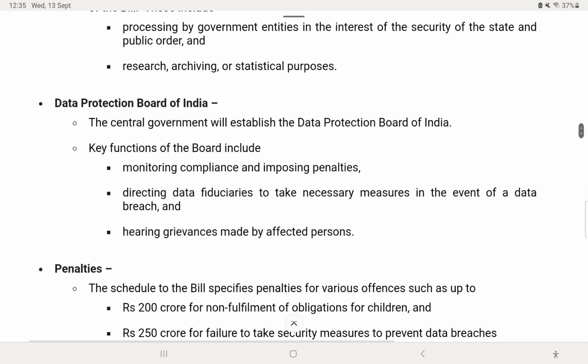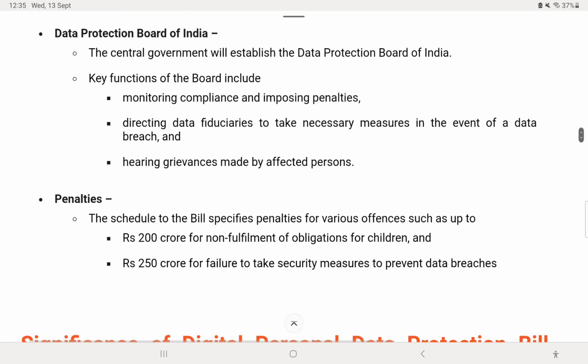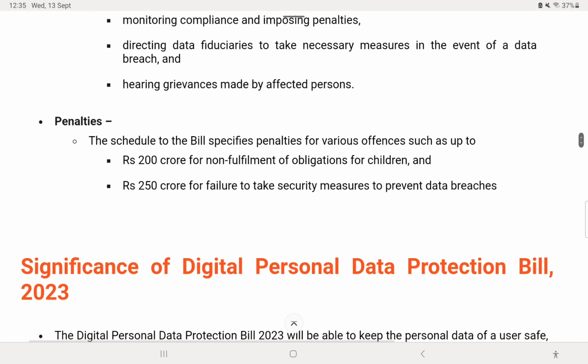Next is the Data Protection Board of India. The central government is going to establish a Data Protection Board, which monitors complaints, imposes penalties, directs data fiduciaries to take necessary steps in the event of a data breach, and hears grievances made by affected persons. It is a board, and that's why it can take any type of grievances from the people. Penalties: for non-fulfillment of obligations for children, it is 200 crore, and for breaches or failure to take security measures, it is 250 crore.